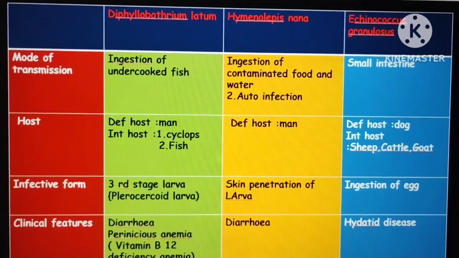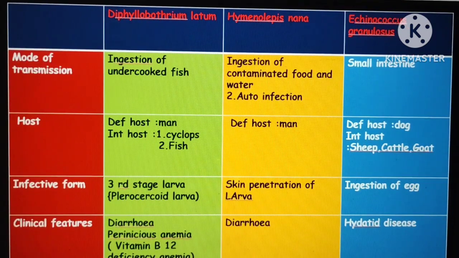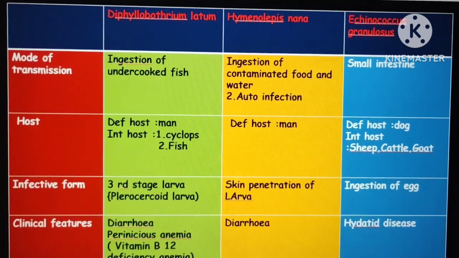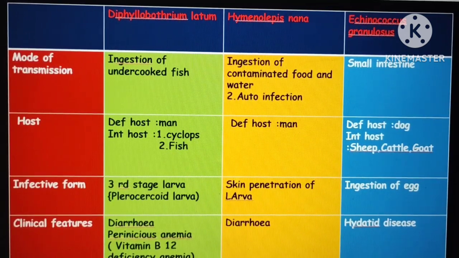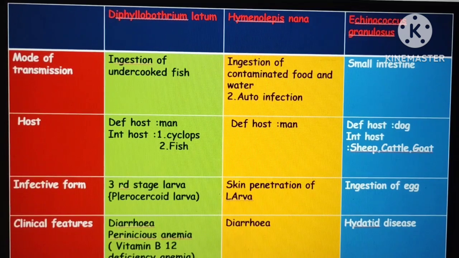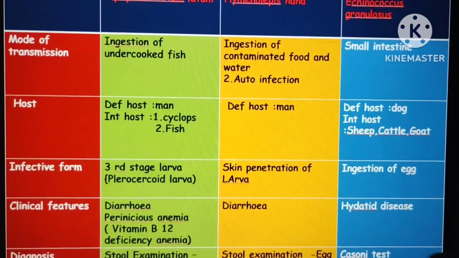These are some of the points in tabular form for Echinococcus granulosus. It is usually present in the small intestine and gets transmitted by drinking contaminated water or eating contaminated food. The definitive host is the dog and the intermediate hosts are sheep, cattle and goat. Hydatid disease is caused by Echinococcus granulosus, and the tests are the Casoni test and serology.